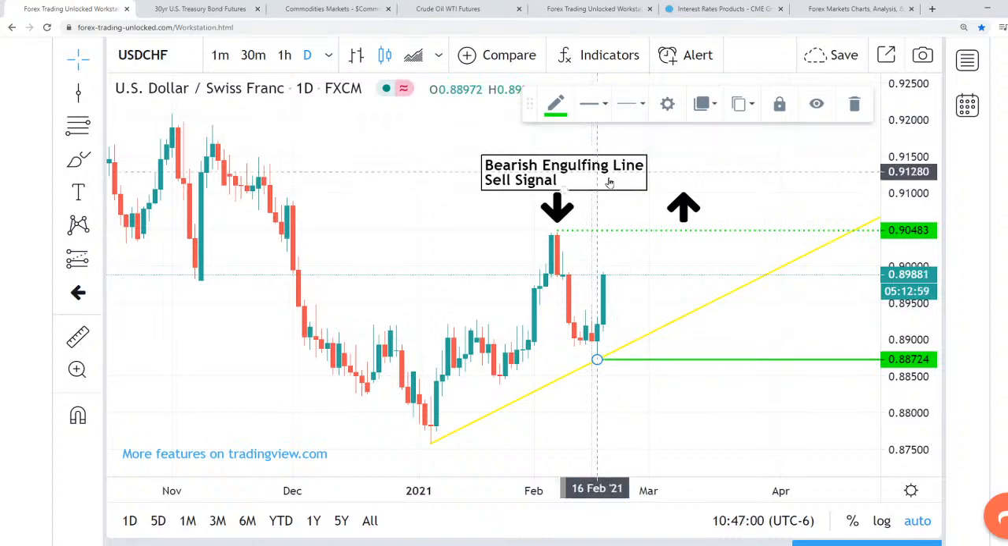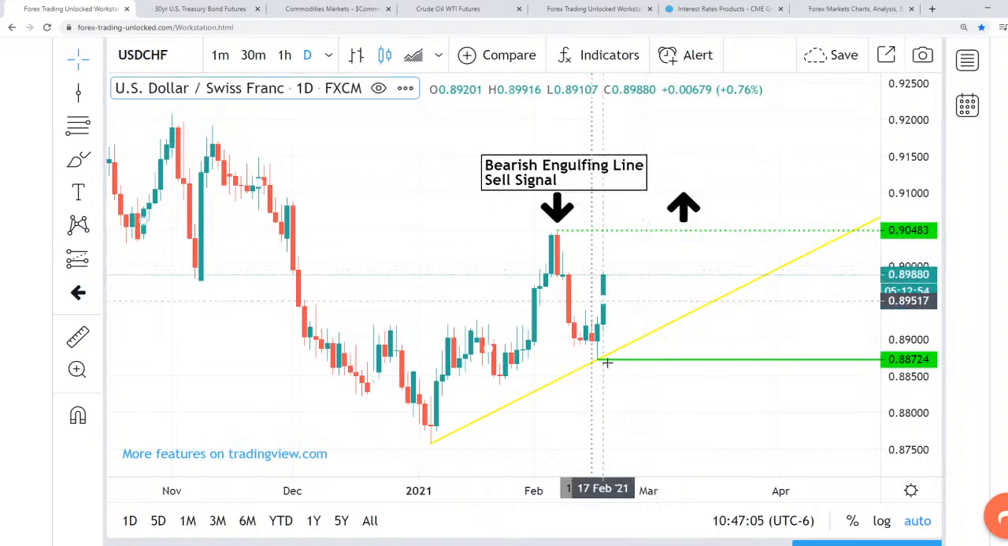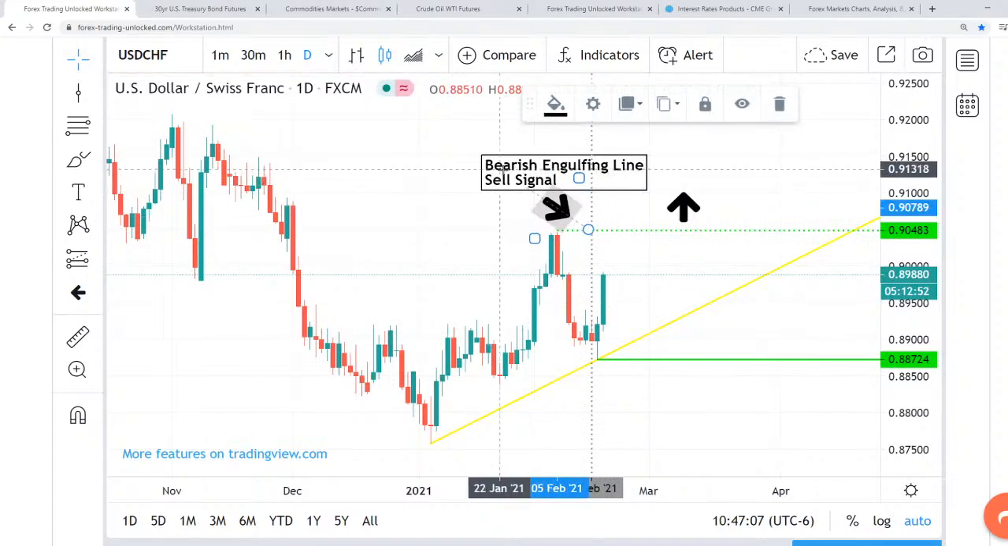Okay, that's the wrong one. There we go. Okay, all right. If you see this little line here, oops, I don't need to move this sell signal here.